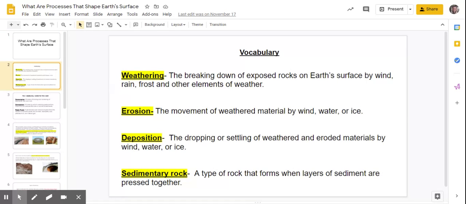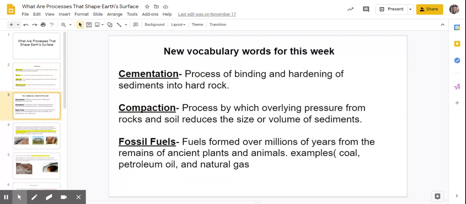The vocabulary words for this unit that we have been discussing are weathering, erosion, deposition, sedimentary rock. Weathering, that's just the breaking down of exposed rock. Erosion is the movement of that weathered material or that broken down rock. Deposition is when it gets dropped off into a new location. So erosion is the movement by wind, water, or ice. And then sedimentary rock is the type of rock that's formed from layers of sediment that's pressed together. So eventually, weathering, erosion, deposition, and also cementation and compaction lead to sedimentary rock.